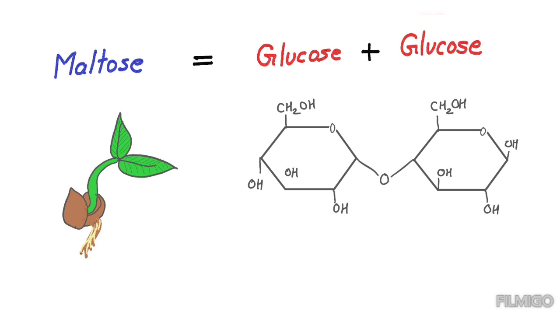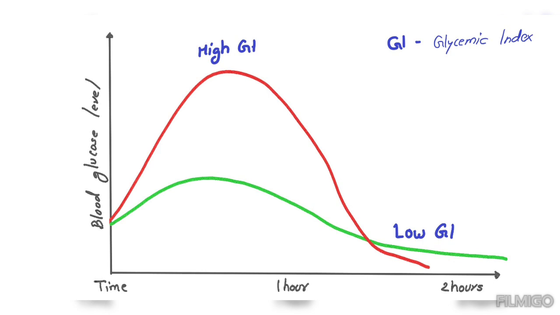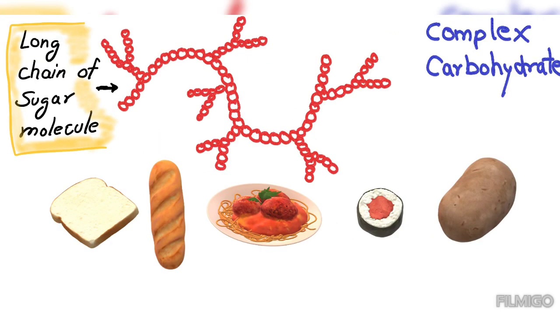Simple carbohydrates are found in natural sources such as fruits, vegetables, and milk. But they can also be found in processed foods such as candy, soda, and baked goods. Simple carbohydrates are quickly digested and absorbed into the bloodstream, leading to a rapid spike in blood sugar levels. Now coming to the complex carbohydrates.